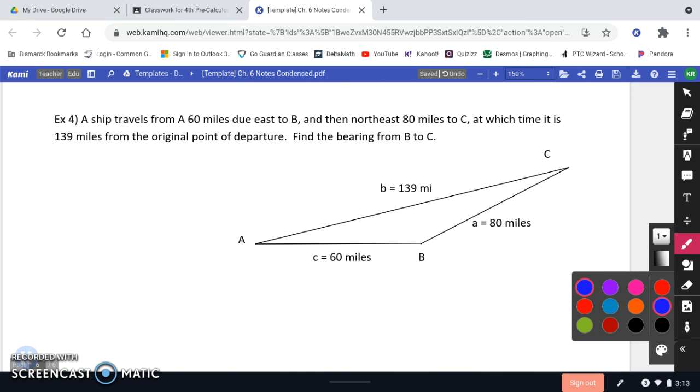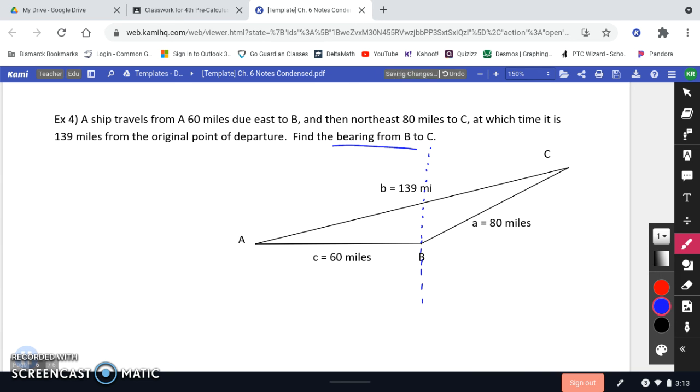Okay, this last one, we are looking for the bearing from B to C. So remember, your bearing is always given from north. So here's our due north. Your origin is at B, and then as I turn to head towards C, it is that angle measure that I am looking for, my bearing. You are also told that A and B are directly east and west of each other, so you can assume that you have a 90-degree angle.